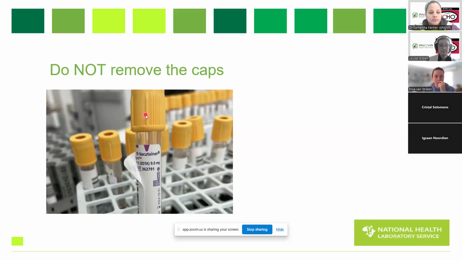Do not take the caps off. Do not remove the rubber stoppers from the tubes in order for you to take your blood-filled syringe and fill the tubes. Rather use the barrel and a needle, and that way this sort of thing won't happen.